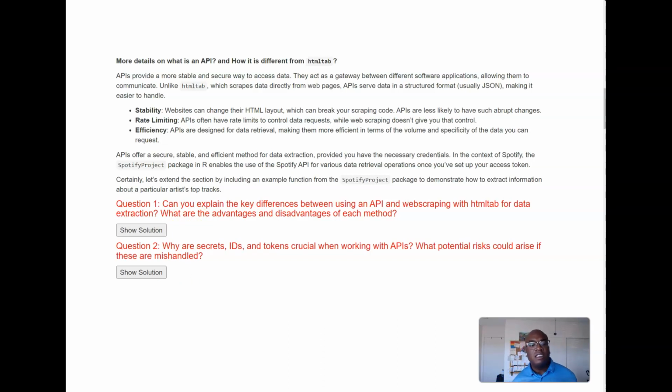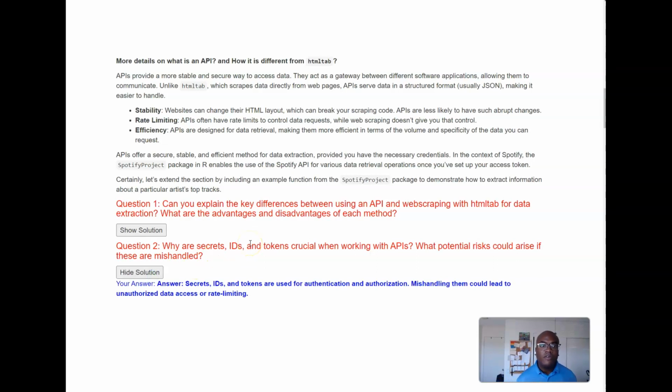So why are secrets, IDs, and tokens crucial when working with APIs? What potential risks could arise if they are mishandled? And so these, or at least the secrets, IDs, and tokens, are used just for you to gain access. So it's for authorization. Whereas the potential risk is that if people steal your ID, they can make a bunch of requests on that API, which will then stop you from making requests, especially if there's a limit on the number of requests that you're allowed to make. So that's important for you to note.